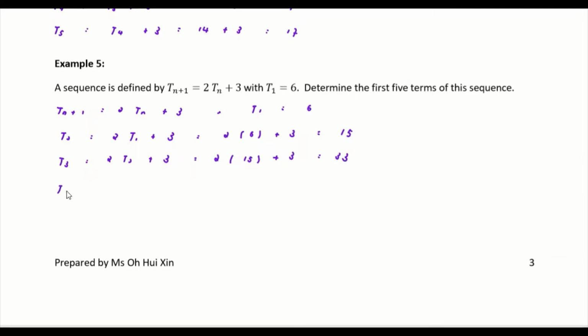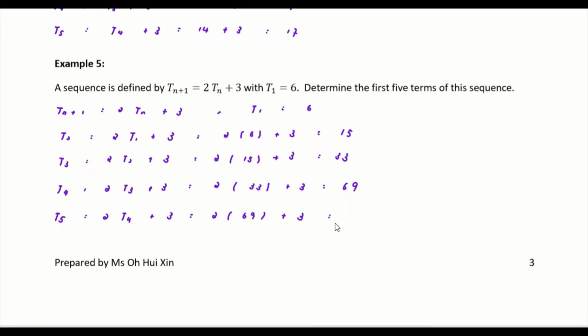Next one, T4, is going to be 2 times T3 and then plus 3. T3 is 33, so 2 times 33 is 66, plus 3 is 69. The last one, T5, equals 2 times T4 plus 3. This one you need to calculate a bit. Again, do not use your calculator.